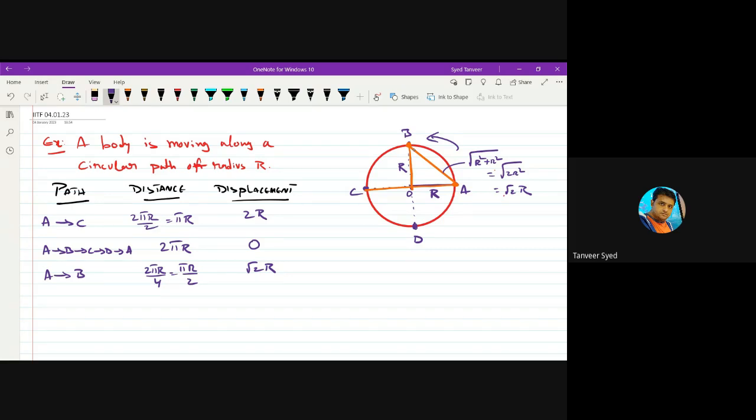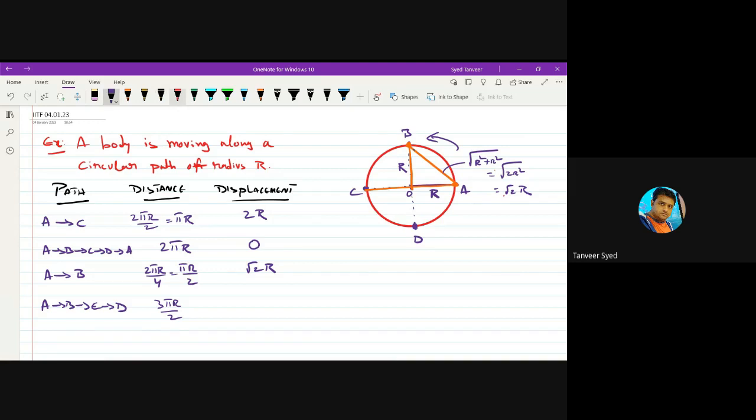Okay, let us say the body starts from A, it goes to B, B to C, then C to D. It stops at D. Distance is A to B pi r by 2, B to C pi r by 2, C to D pi r by 2, so 3 pi r by 2. 3 pi r by 2 is the distance from A to D.